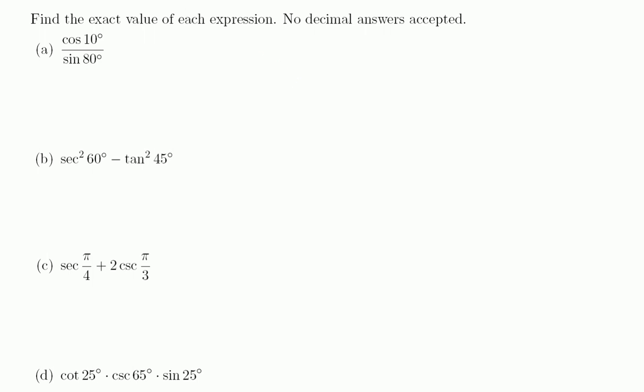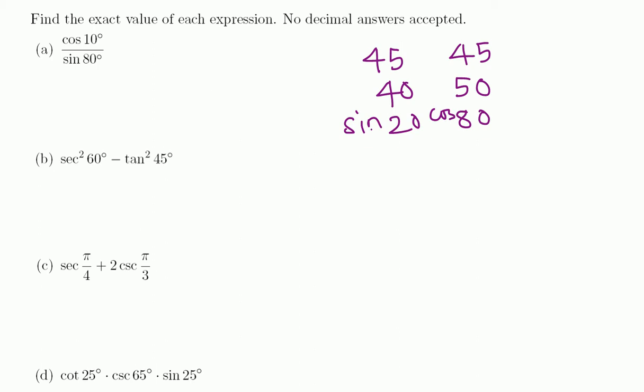Co-functions of complementary angles. So, like 45 and 45, they make 90. So they are called complementary angles. Or let's say 40 and 50. Or like 20 and 80. They are complementary angles. So, when we have two co-functions like sine and cosine, then sine 20 is same as cosine 80. Or sine 50 has same value as cosine 40, okay?